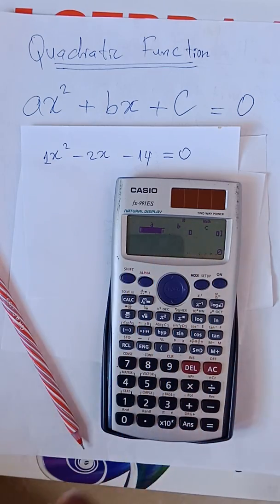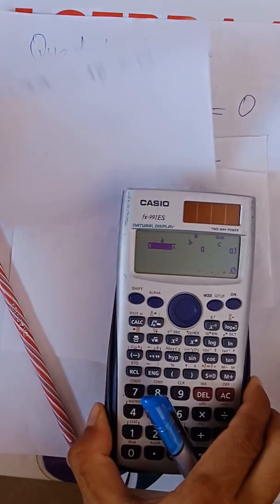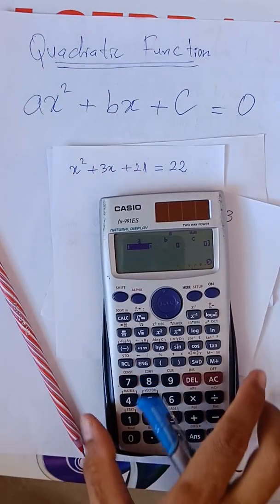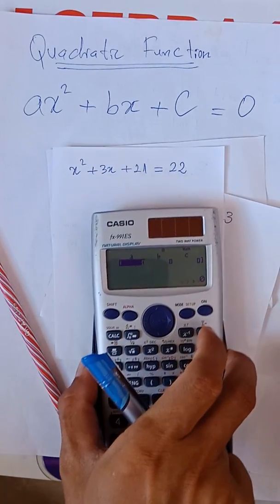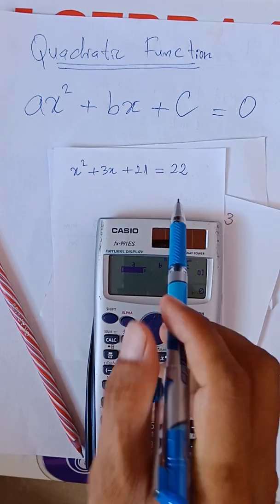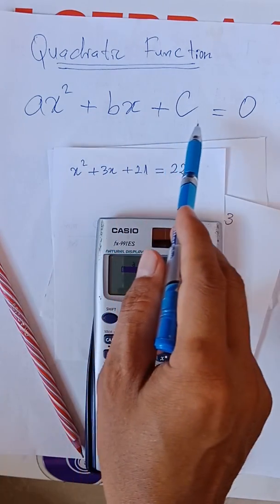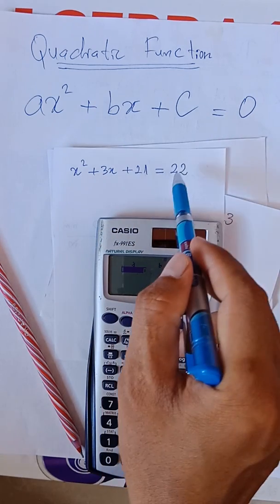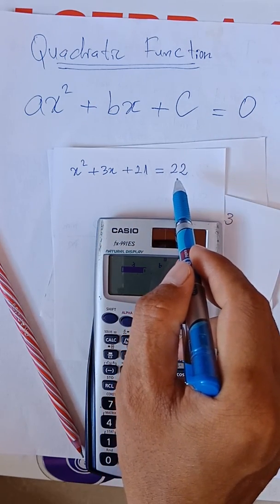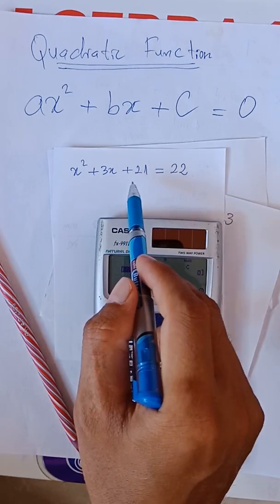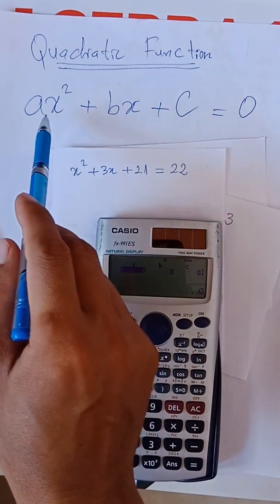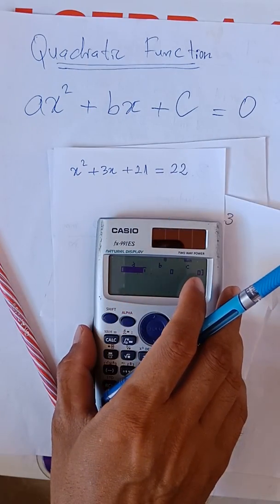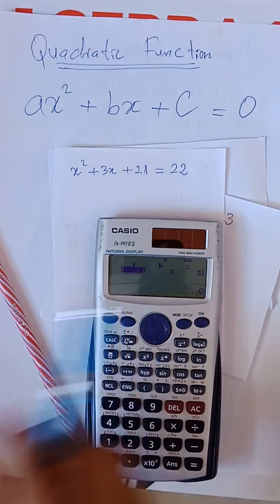Now let's continue to our example number 2. Now let's work on this number. This number does not look the same as the quadratic function form yet. It's equal to 0, but it's equal to 22. So you need to simplify more so that it will look exactly like the quadratic function form. So you need to transpose 22 to the left hand side.